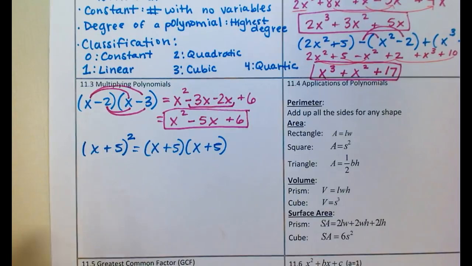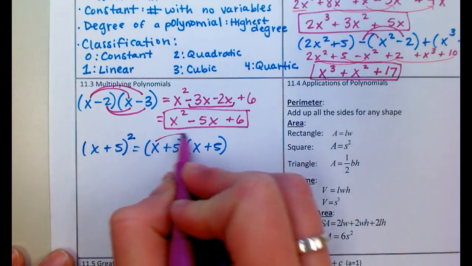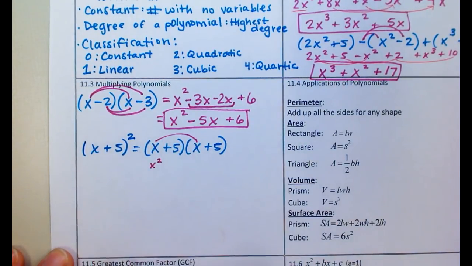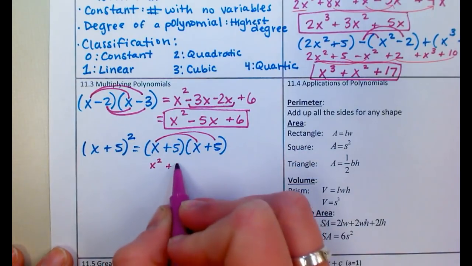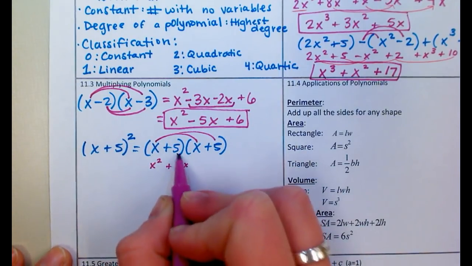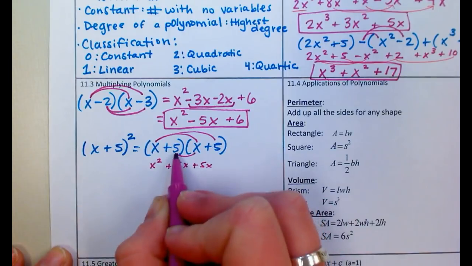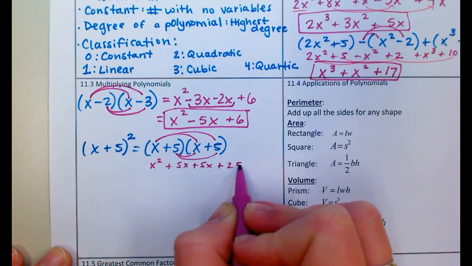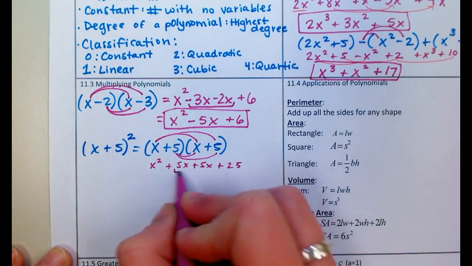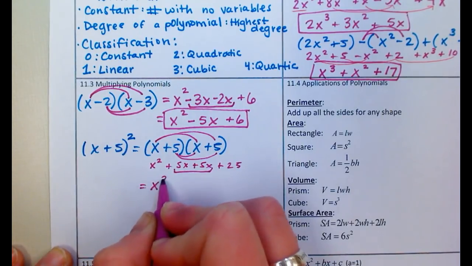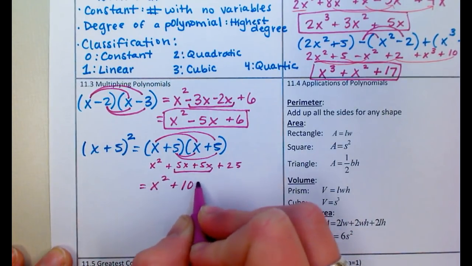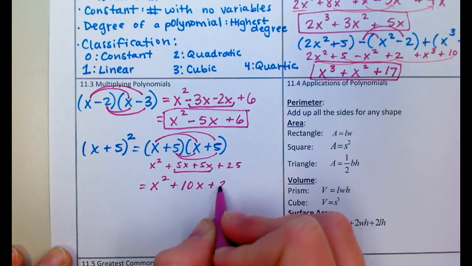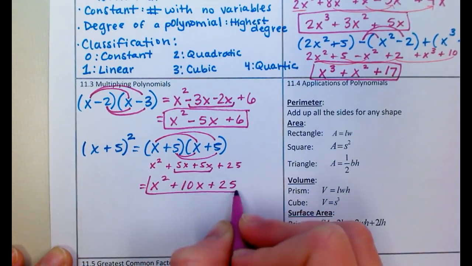When I multiply these together, x times x gives me x squared. X times 5 is 5x. 5 times x is 5x. And 5 times 5 is 25. Combining my like terms, this simplifies to x squared plus 10x plus 25.